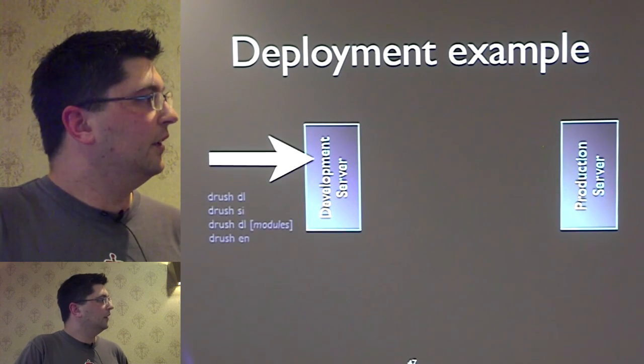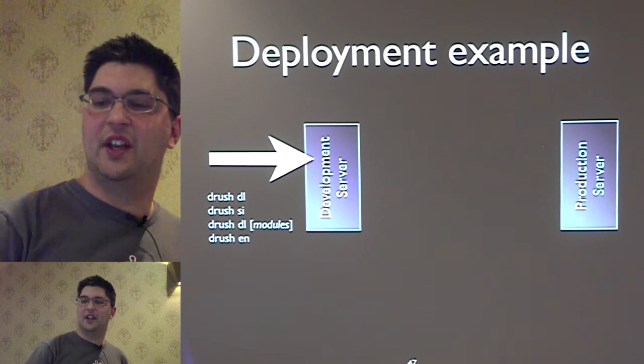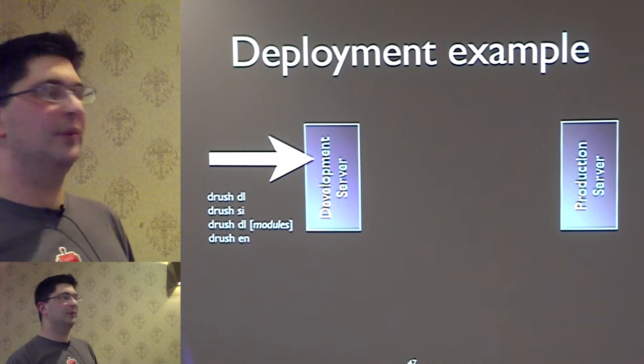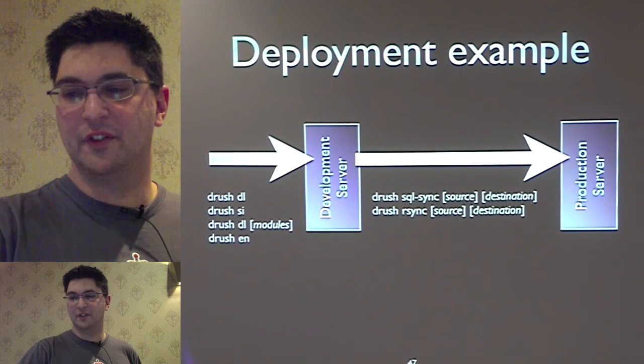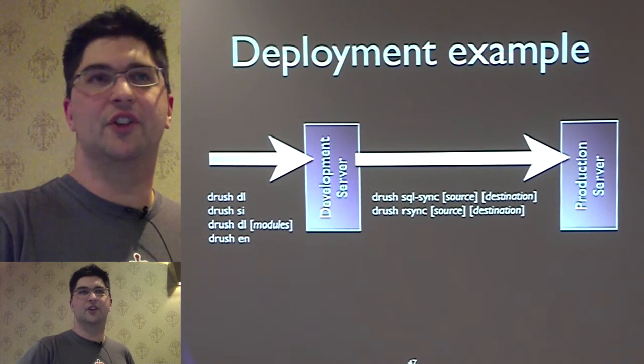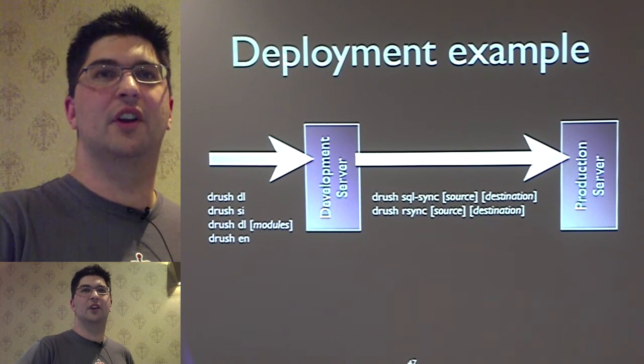So we initially can install our site using Drush downloads, site installs, and enabling modules all through scripts. And then we can shuttle things over to the production server using Drush sql-sync and Drush rsync, assuming that we've configured everything within our Drush RC configuration.